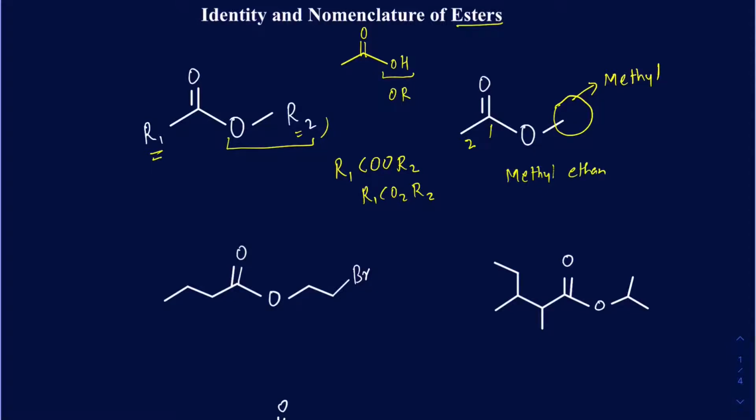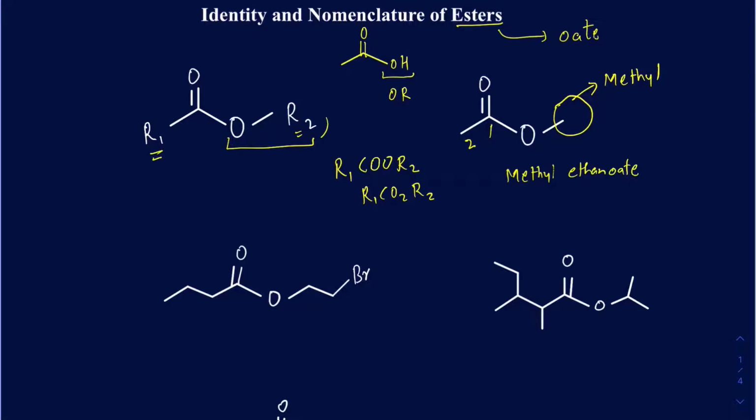Now how do you change the last part of the name when you have an ester functional group? When you have an ester functional group, you replace the last part with -oate. So in the case of acids, you call it -oic acid, but here you're going to be calling it an -oate. So it's a methyl ethanoate.